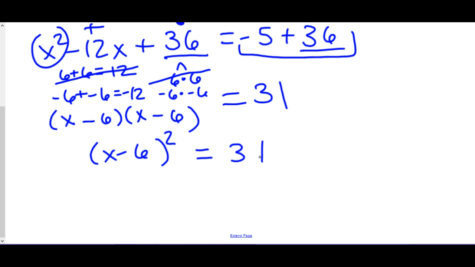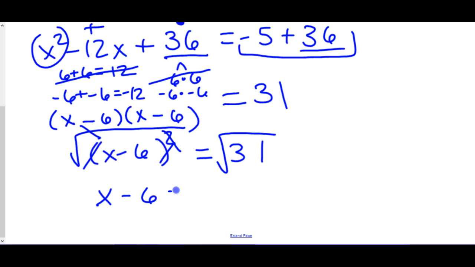The reason we did that is because now that we have it as squared, we can do the opposite of squared. The opposite of squared is to square root. So the squared piece and the square root piece cancel each other out, and the parentheses will actually go away at this point. They're not necessary anymore. On the right side, we have square root of 31.